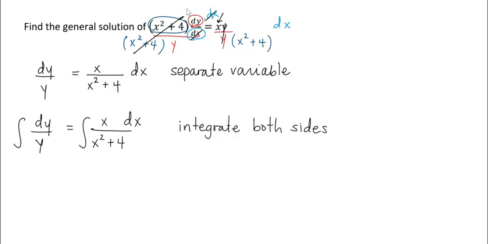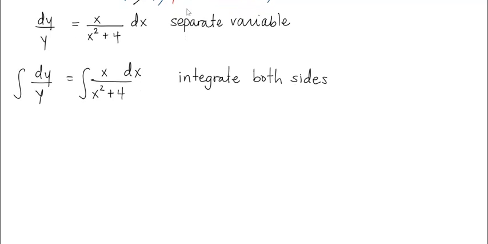The left side of the equation will integrate using the natural log rule. So this is natural log absolute value of y. I'm not going to put the plus c here. I'm going to add the plus c on the right side when I integrate. To integrate the right side of the equation, I'm going to need to use a u sub. I will let u equal x squared plus 4, which means that du is 2x dx.